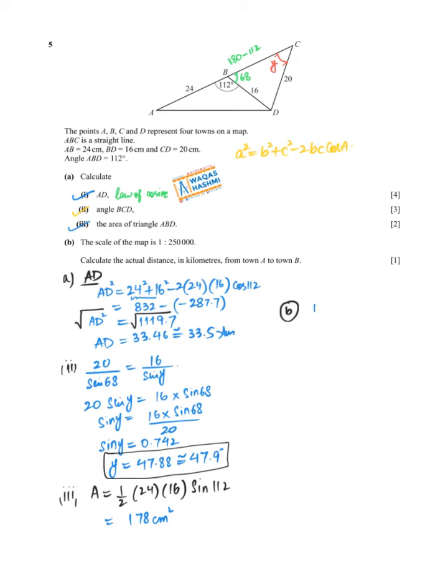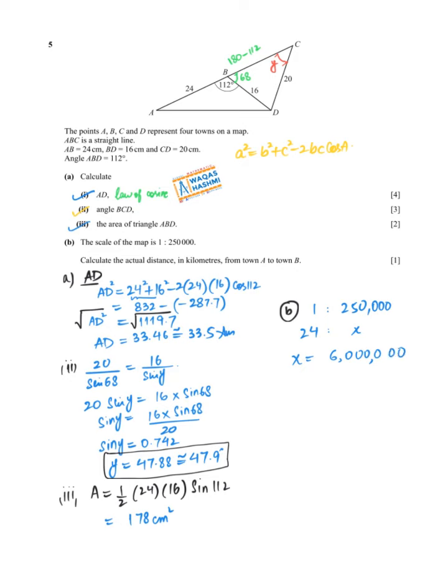So I will write, if it's 1, we have 250,000, right? If it's 24 ratio x, all right? So you need to do the cross multiplication. So it will be 250,000 multiplied by 24. You will get 6,000,000.